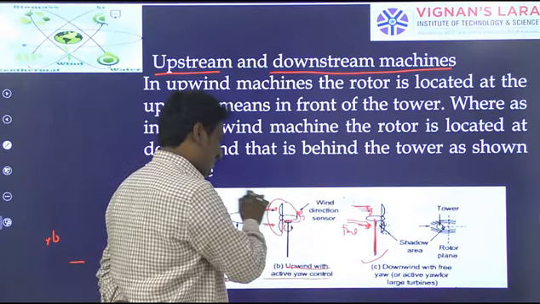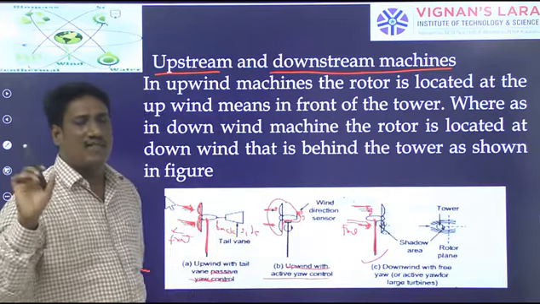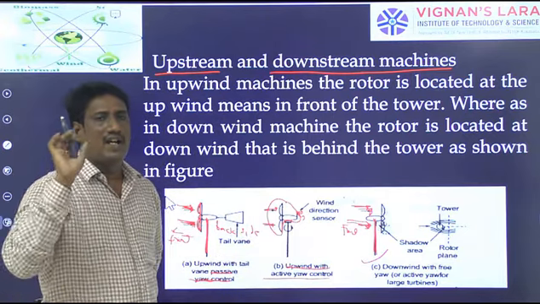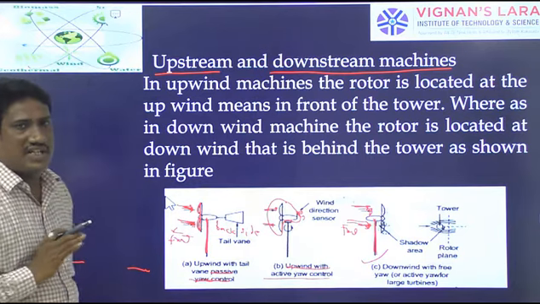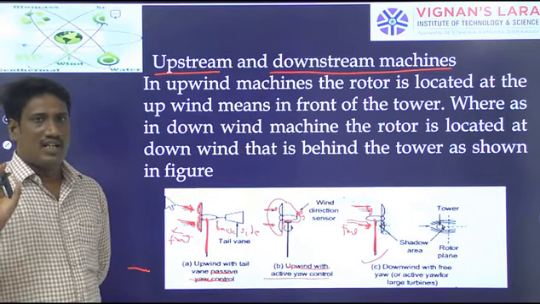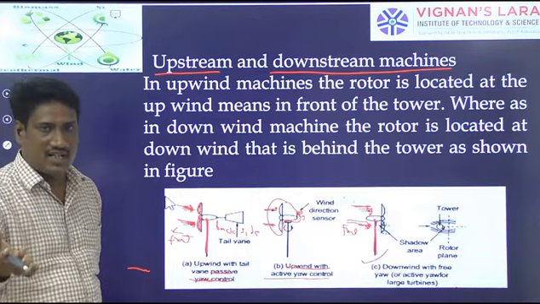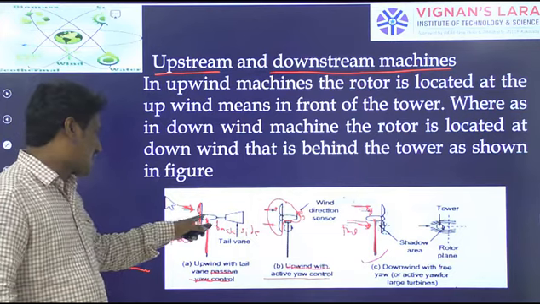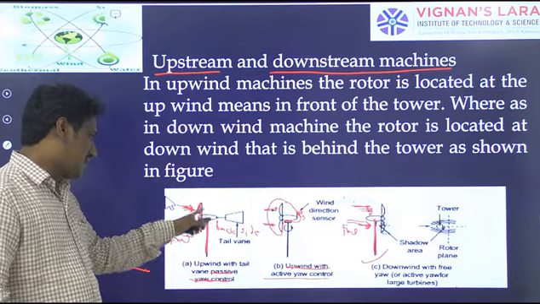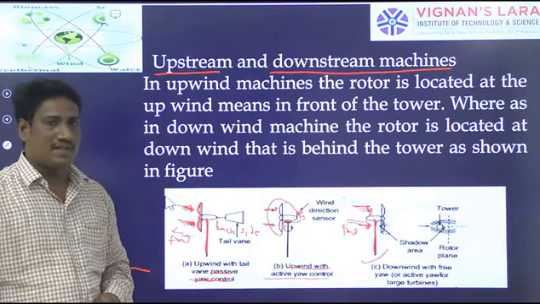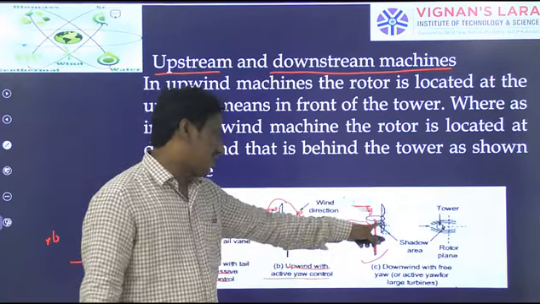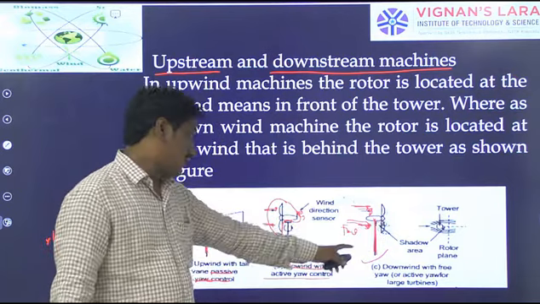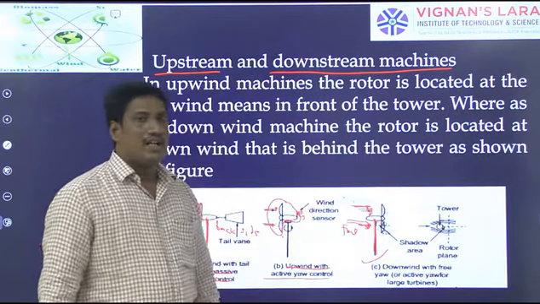The wind sensor always senses the direction of the wind and orients the yaw always in the direction of the wind. That is upstream and downstream machines. If the nacelle is connected on the front side of the tower, that can be called upwind machines, and if the nacelle is connected after the tower, you call that downwind machines.